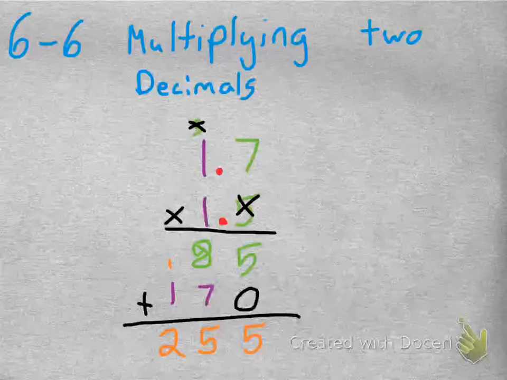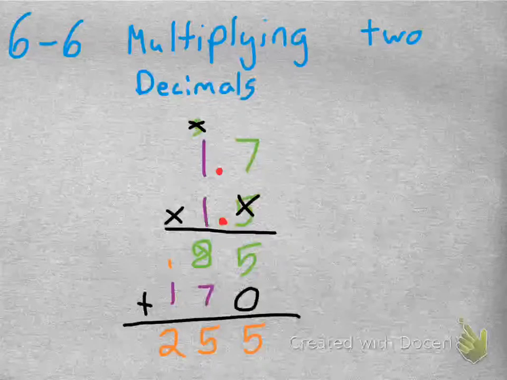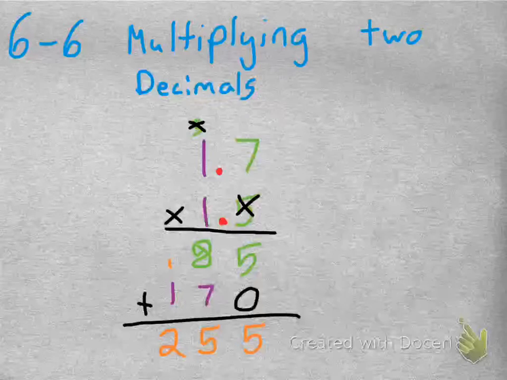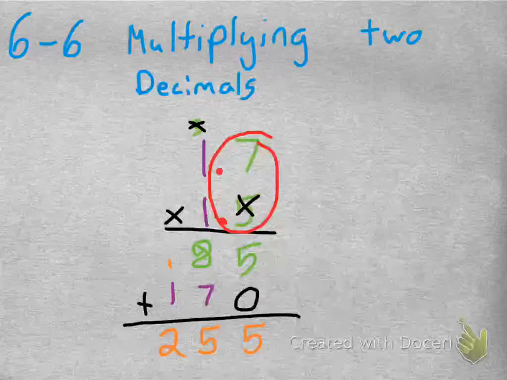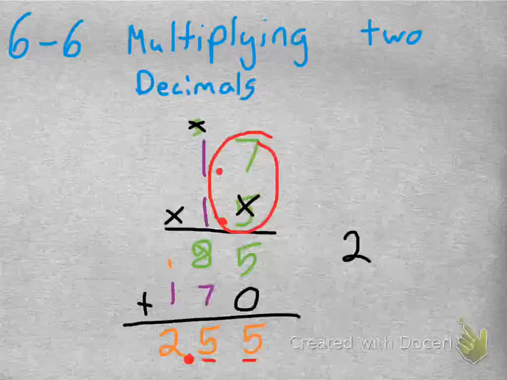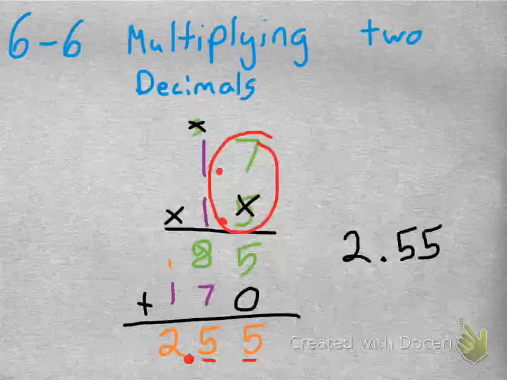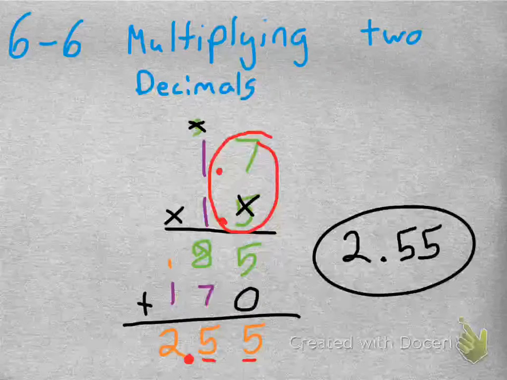Now, just like I did in 6-5 lesson, I go back to my original problem, which is 1.7 times 1.5, and I look at all the numbers in that whole problem that are behind the decimal, and I have 2. I have 7 and 5. Both those numbers are behind the decimal. So since I have two numbers in the problem, I have to have two numbers behind the decimal in my answer. So 1, 2, and then my decimal. So my answer is 2 and 55 hundredths.